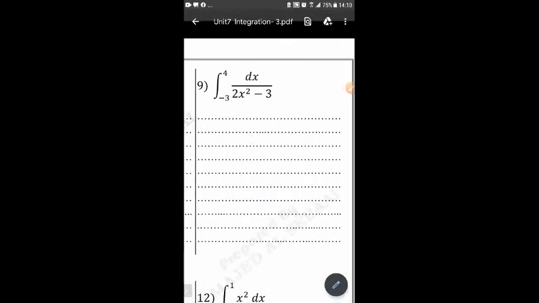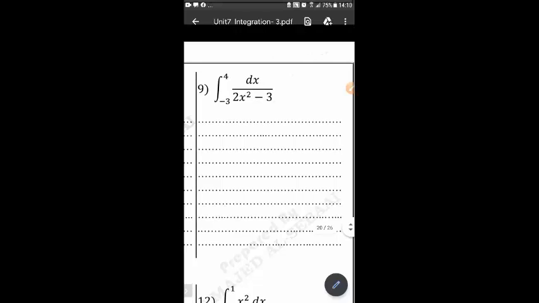From -3 to 4, it is the same. Let's just check it. X is between 4 and -3. I need to square it now. X squared. Okay. See, now it's from -3. I would say 16, right? And 0, right? Okay, let's just check.